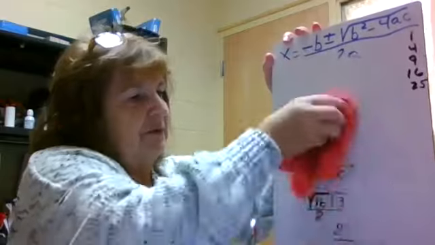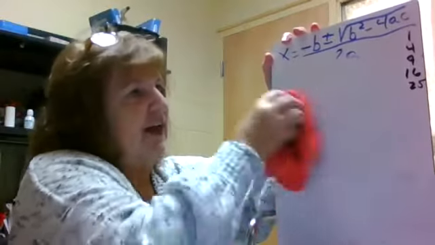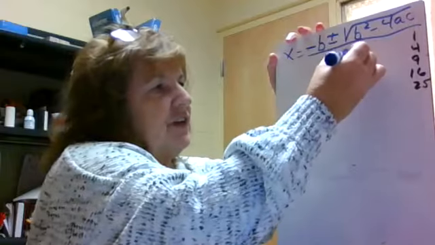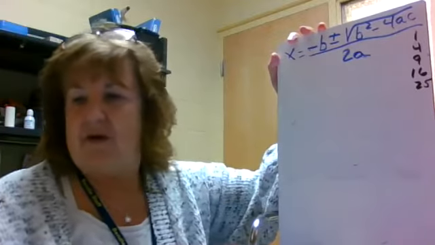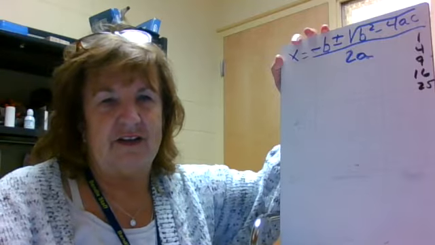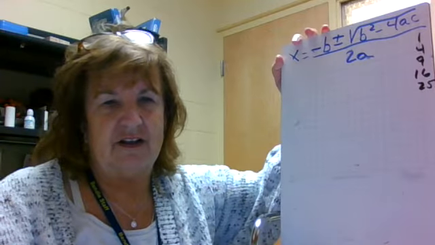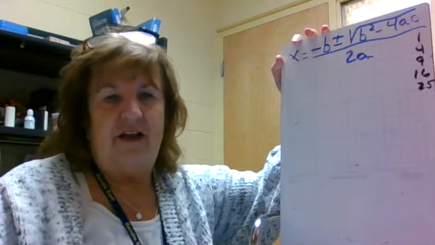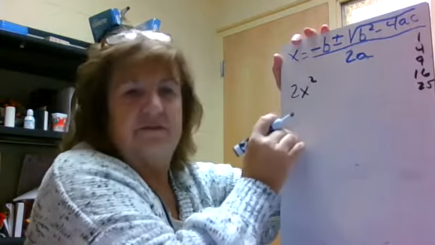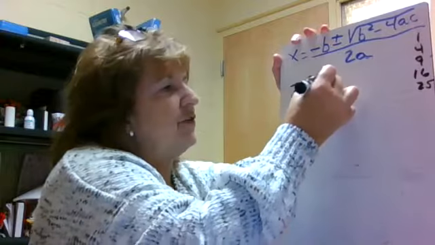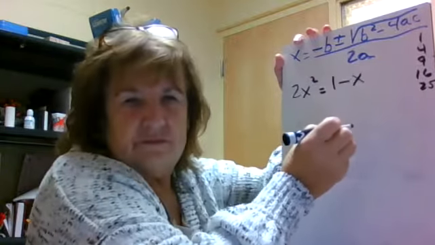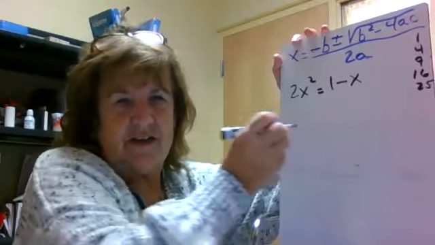Now, last problem. And actually, we did not get to this problem in the class. So if you are a face-to-face student, this is question number 9 on the quiz. 2x squared equals 1 minus x squared. No, 1 minus x.